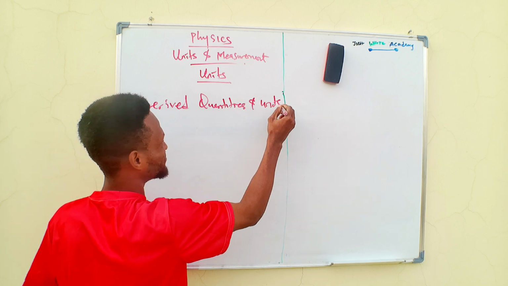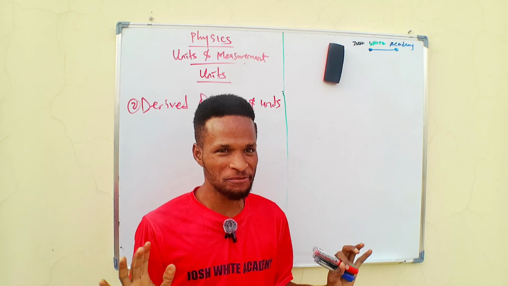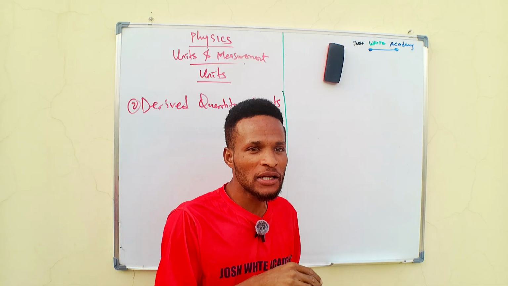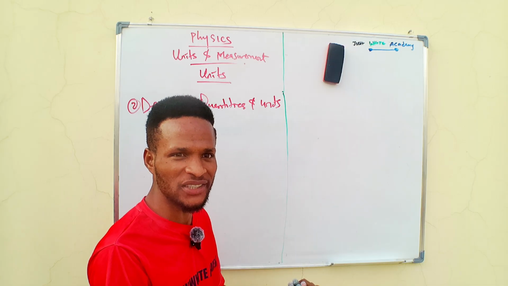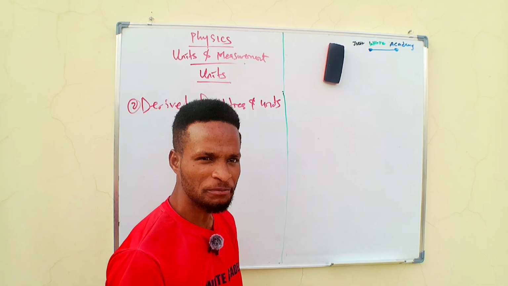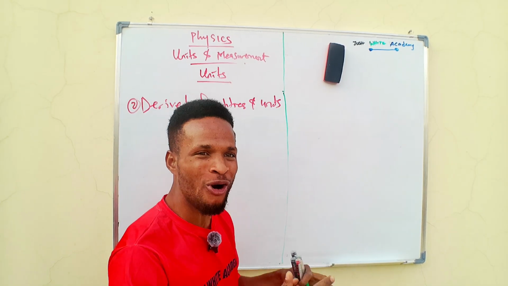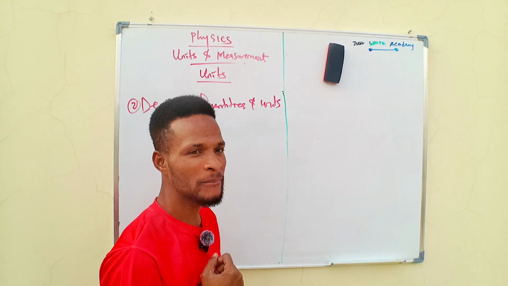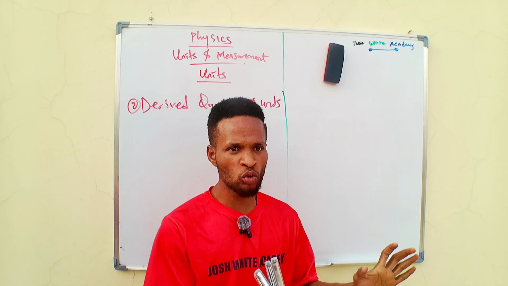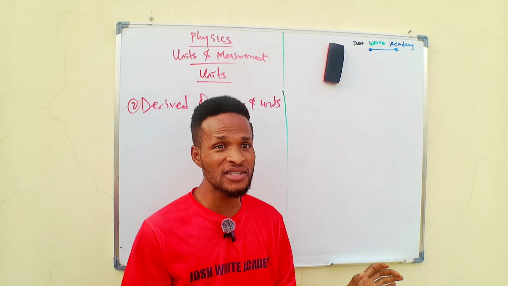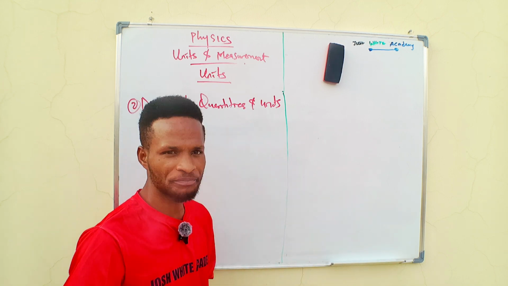Now the second, derived quantities and units. As the name explains, they are formed from the fundamental quantities. That means they are the dependent units. I call them the secondary units. They are formed by the combination of two or more fundamental quantities. Apart from the 7 aforementioned quantities, all other quantities in their numbers fall under this category.